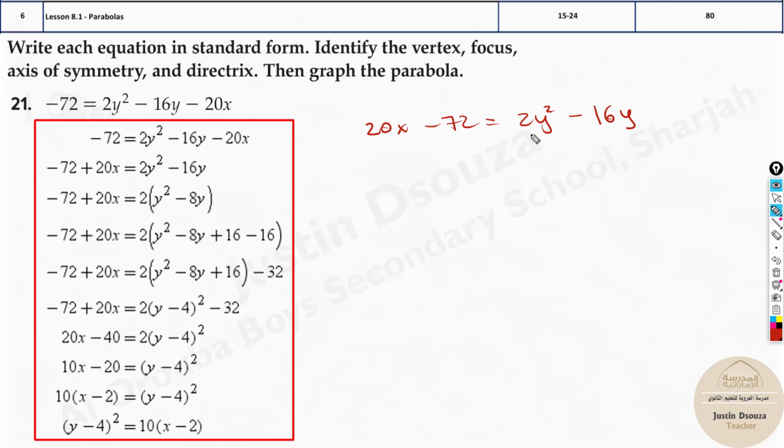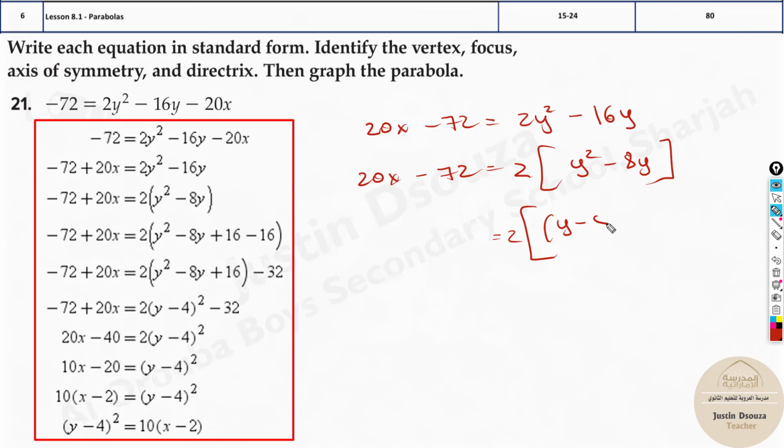Okay, now this is a little bit tricky. What happens is you have a coefficient over here, right? So what do you do in such a case? Take the 2 outside. Now what happens? You're remaining with y squared minus 8y only. Now you can apply the completing the square method over here. See, this 2 will remain over here. Now inside over here you should do y minus 8 divided by 2 is 4, the whole square minus 4 squared. But remember, this is multiplied to it.